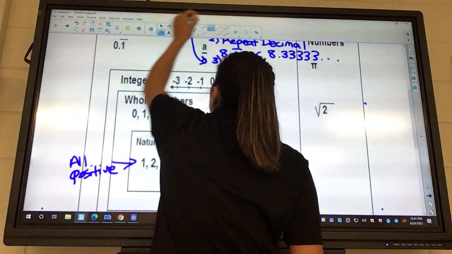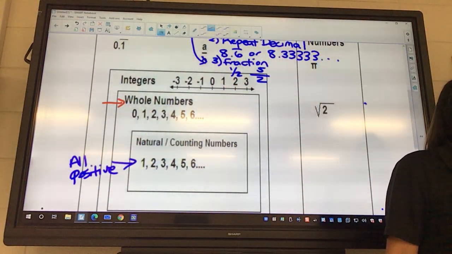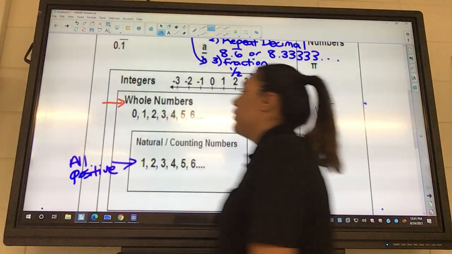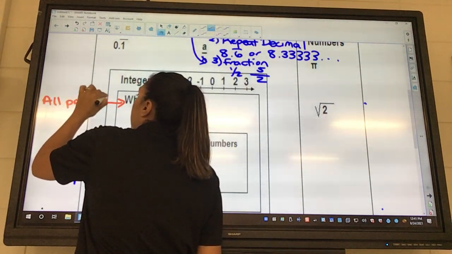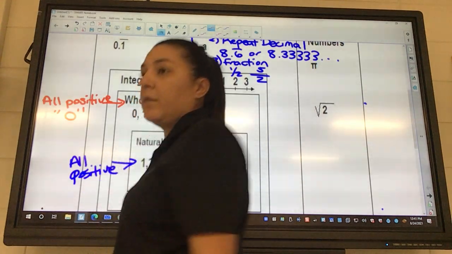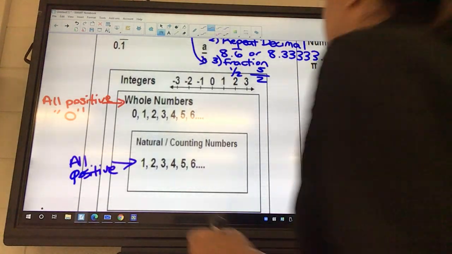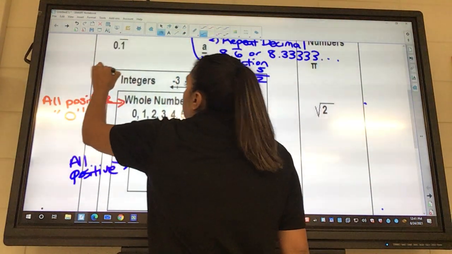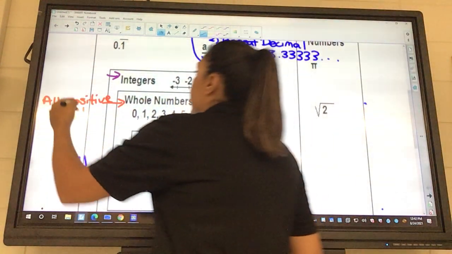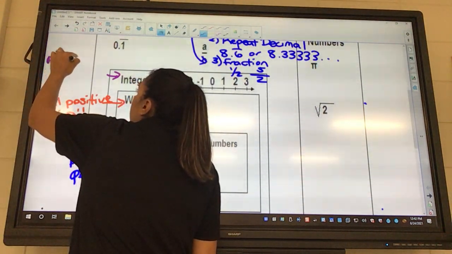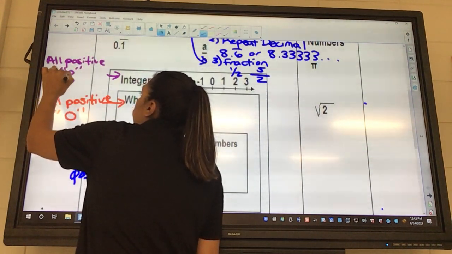What about whole numbers? What's the difference between natural and whole? One's got a 0. So natural numbers are all positive, and whole numbers have 0. What about integers? It's got negatives on there too. So it's got all positive, it's got a 0, and it's got negatives.